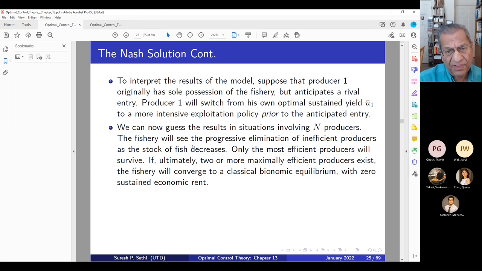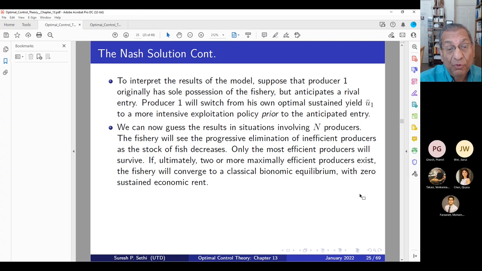There are a number of things you can think about. First of all, the producer will switch to its own optimal system in U1 bar. The other thing is, if there are many producers, then one by one the fishermen will drop out. And in the end, the most efficient fisherman will remain. With N2 remaining, we can apply the model of Clark, and we have a solution for that.